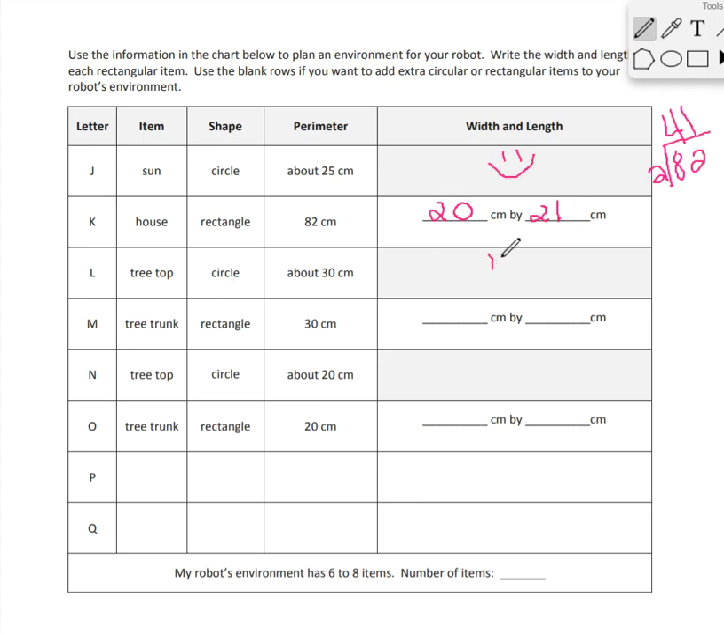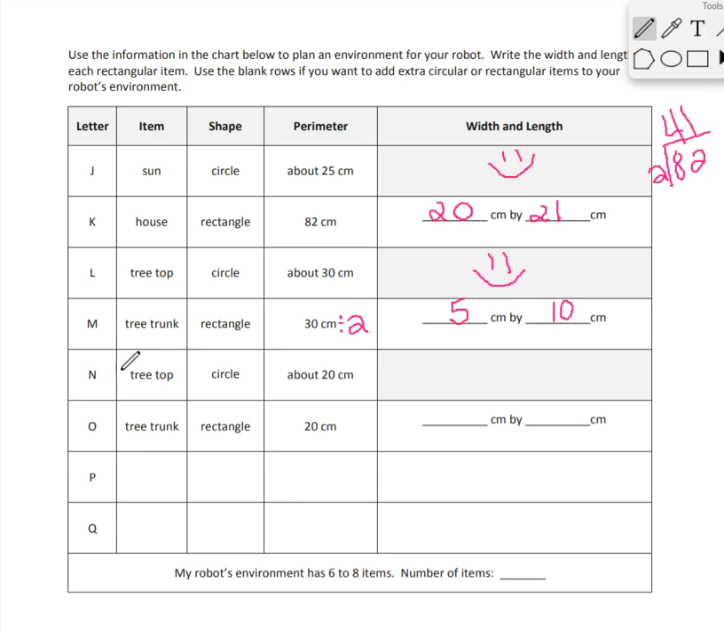All right, we have a treetop, which is another circle. So I have nothing to do right here. We have a tree trunk, which is a rectangle. So we're going to divide 30 by 2. Half of 30 is 15. 2 numbers that add up to 15. Let's see, tree trunks, those are tall and skinny. So I'll do 5 and 10. If you want to do 6 and 9 or 7 and 8, go for it.